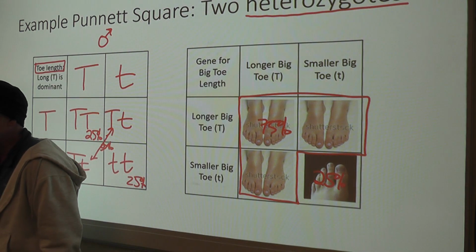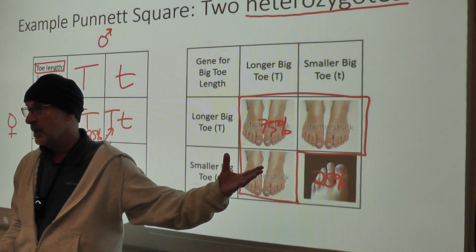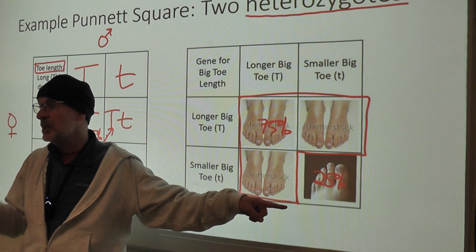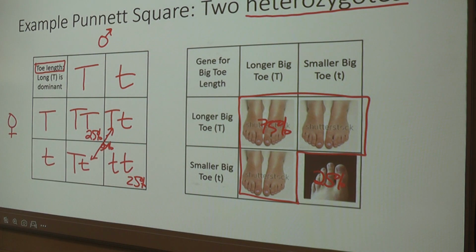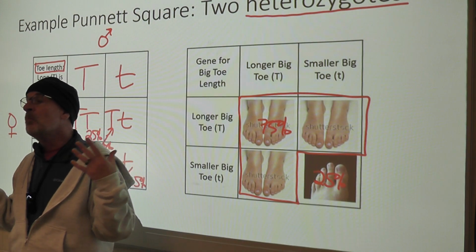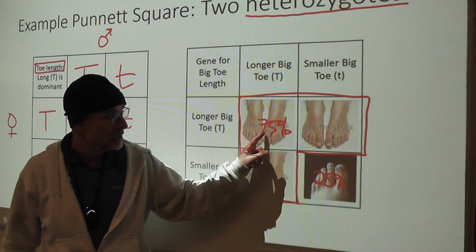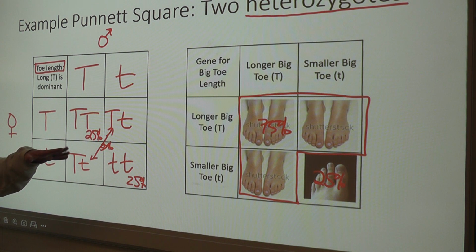If they only have one kid, it's either going to be a long big toe or a short big toe. If they have 4 kids, each child has a 75% chance of having big toes and a 25% chance of having small toes. This couple could have 2 children or 8 children and have all of them have long toes or all of them have small toes. It could be half and half. The more children they have, the closer it's going to be to this 3-to-1 ratio. If they have 10 kids, chances are pretty good that 3 or so of them will have smaller big toes, but it's not guaranteed.